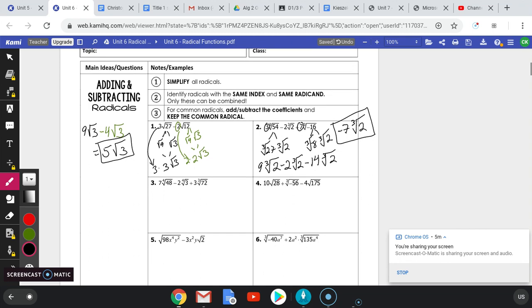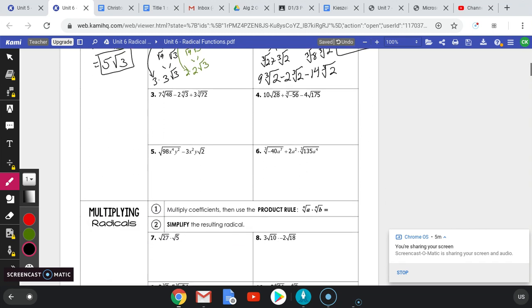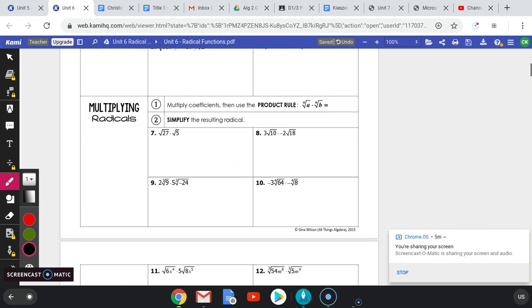So let's look at the next part, which is multiplying. This comes up more often than actually the adding or subtracting. So to multiply radicals, you need to use this product rule, where if the indices are the same, as you can see in this little thing here, n and n, then that means you can multiply the two things together.